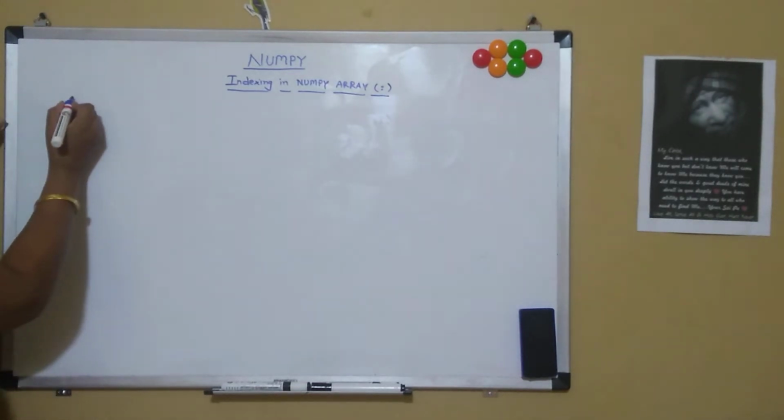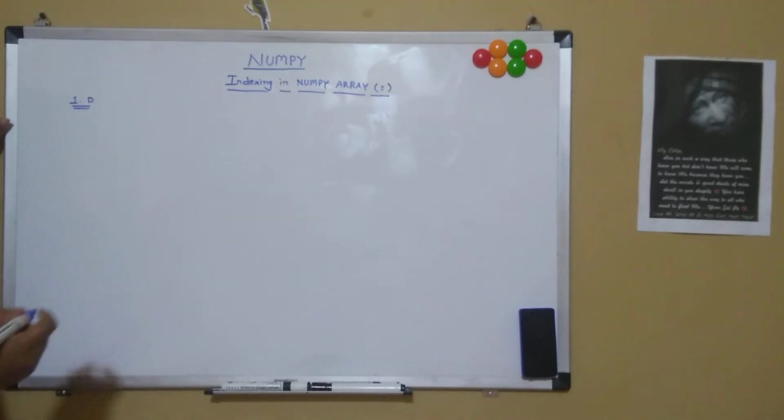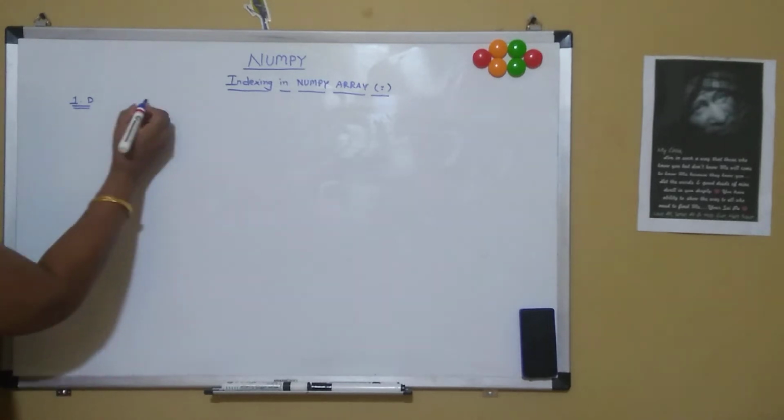So firstly, let's look into the 1D array. Till now, we had seen how we can fetch a single element from a NumPy array. And today, let's see with the help of colon, how we can fetch a single row or a single column elements from the NumPy array.